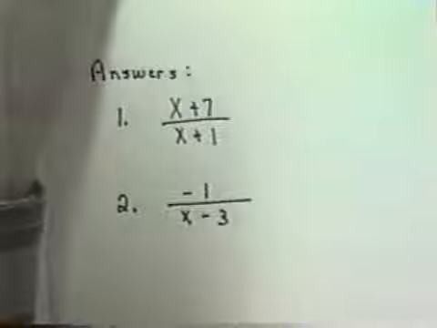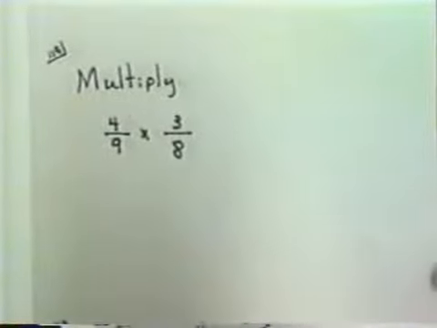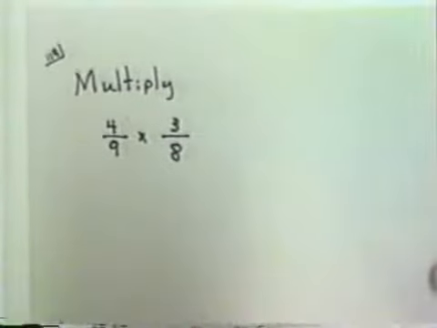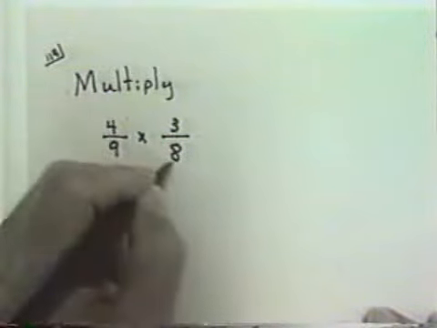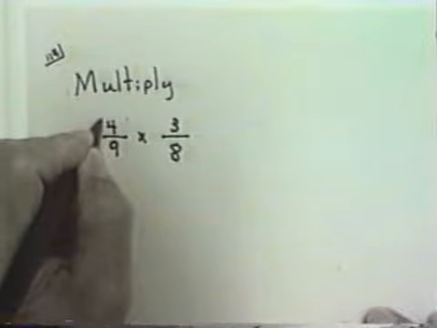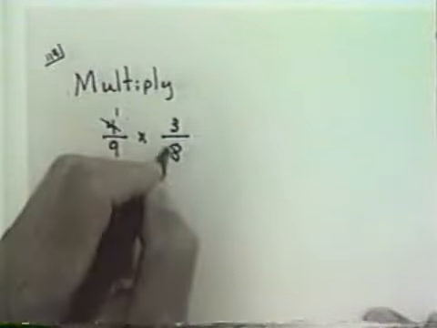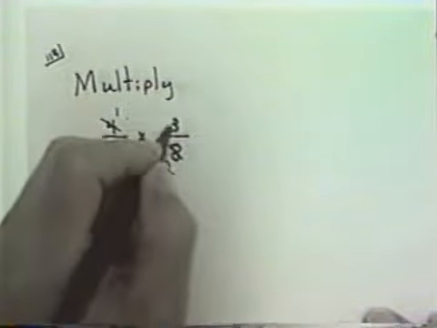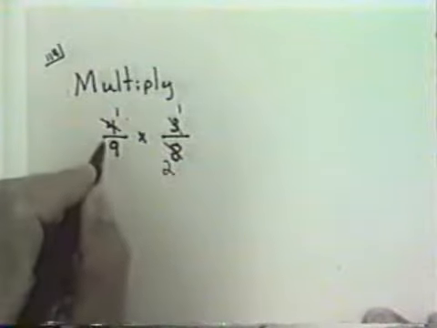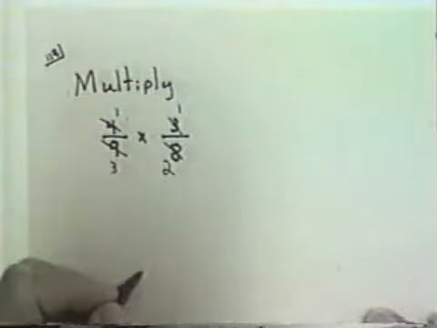Now let's look at a multiplication problem. Let's start by multiplying the common fraction. Let's multiply 4/9 times 3/8. The way you probably will do that, you'll say, I can reduce 4/8. 4 goes into 4 one time, 4 goes into 8 two times. Then you reduce 3/9. 3 goes into 3 one, 3 goes into 9 three.